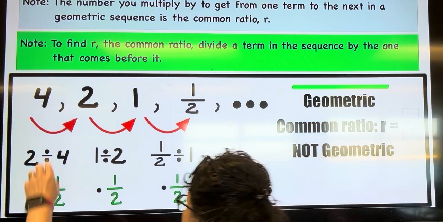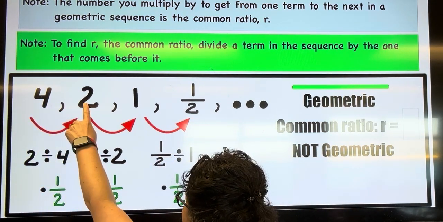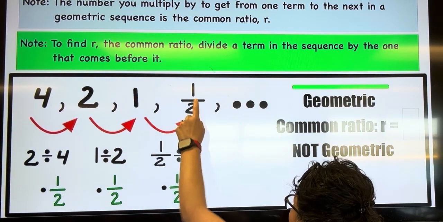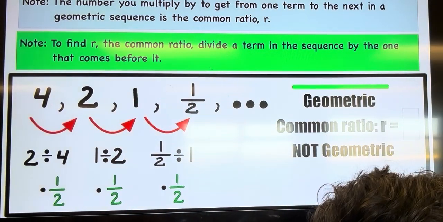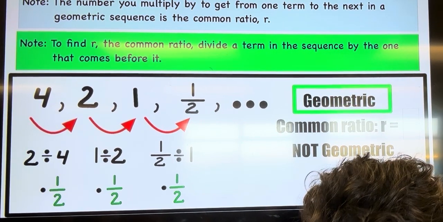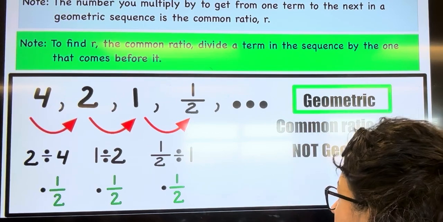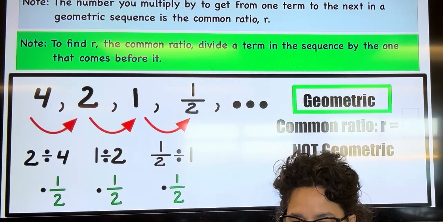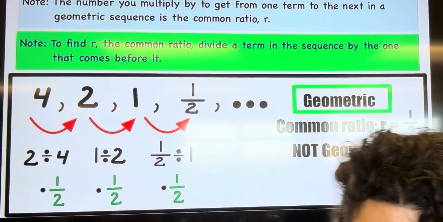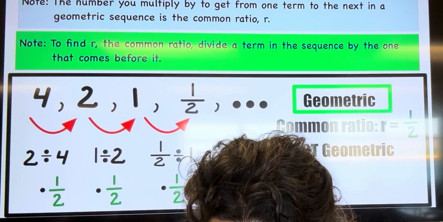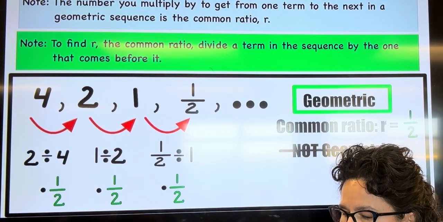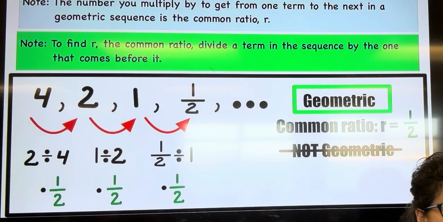So what that means is 4 multiplied by 1/2 is 2. 2 multiplied by 1/2 is 1. 1 multiplied by 1/2 is 1/2. So this particular one is geometric. And then the common ratio is what you're multiplying by, and so that one is going to be 1/2. And then I'm just going to cross out, because it was giving me options, I'm going to cross out this one because it was geometric.